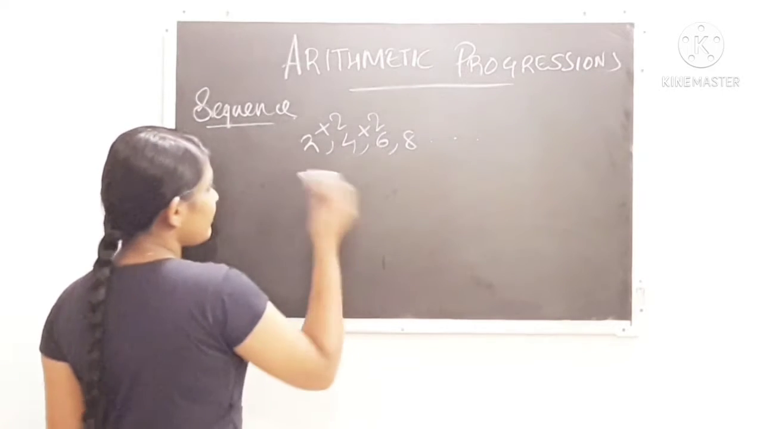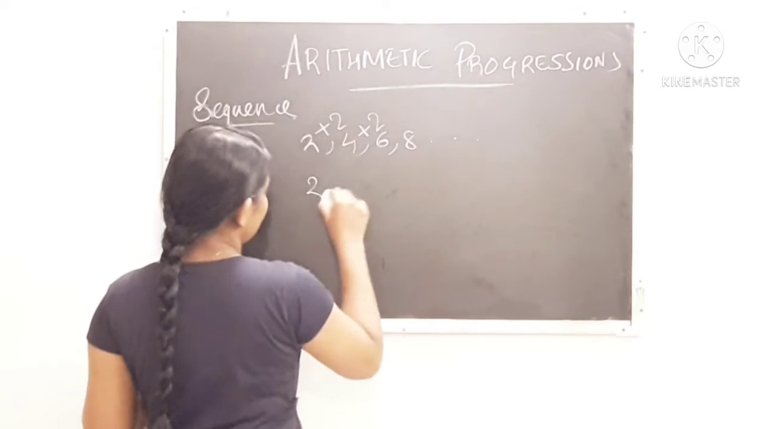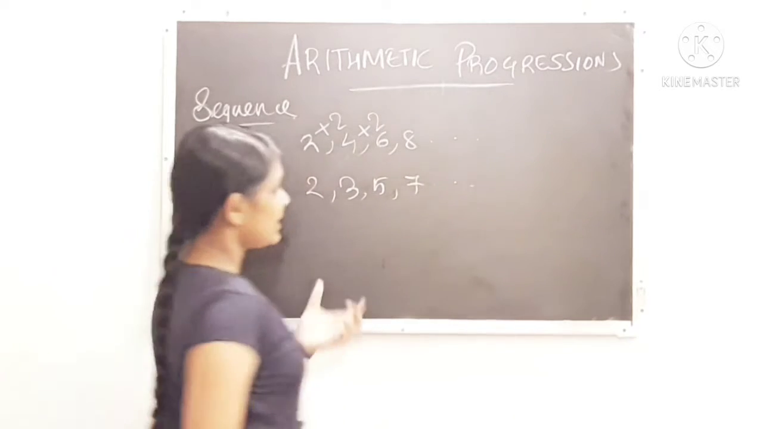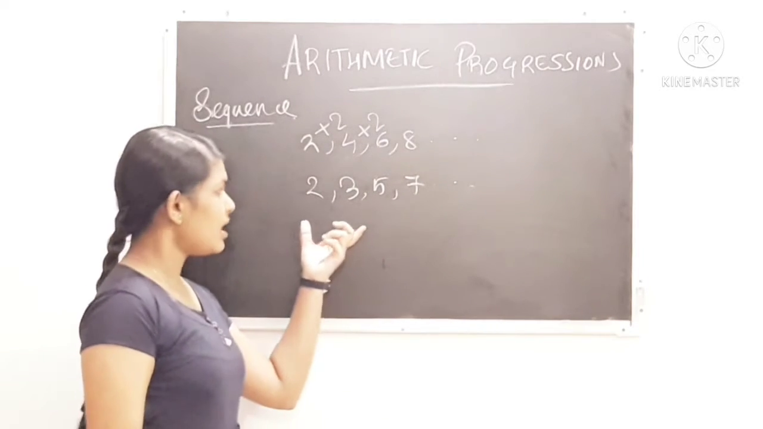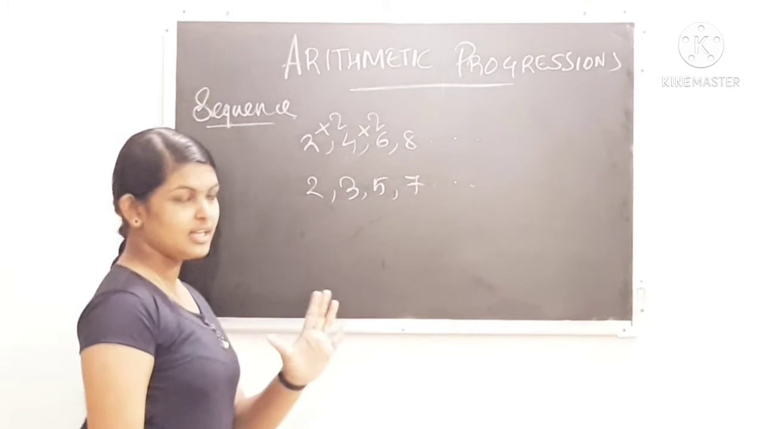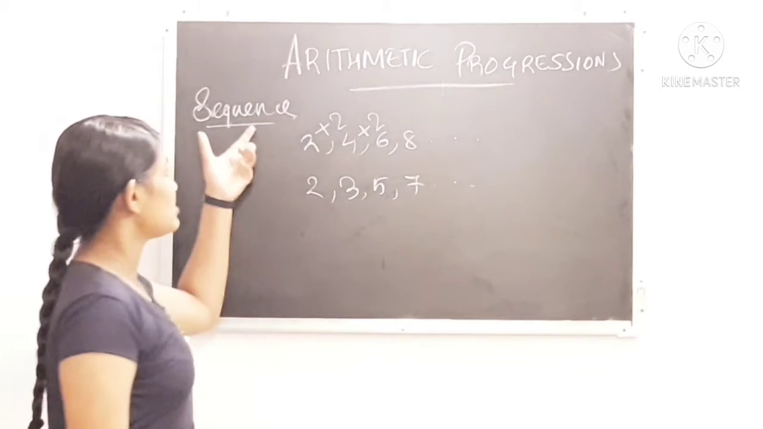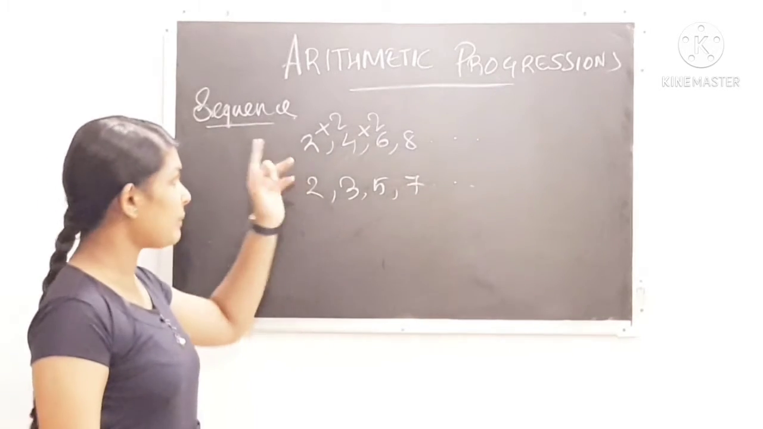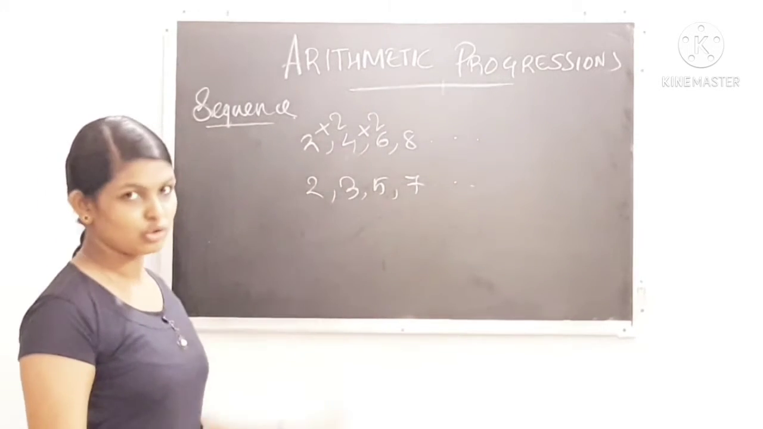And we can just take another example, etc. This is another series of numbers, and the rule which is followed here is, it is a set of prime numbers. So that is also a rule. So a sequence means it is a series of numbers which follows a particular rule. It may be a mathematical rule or it may be a logical rule.